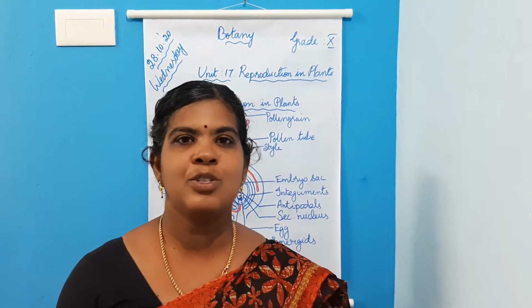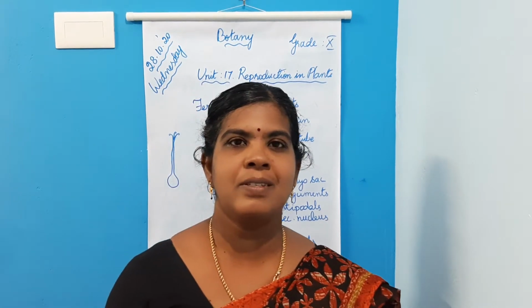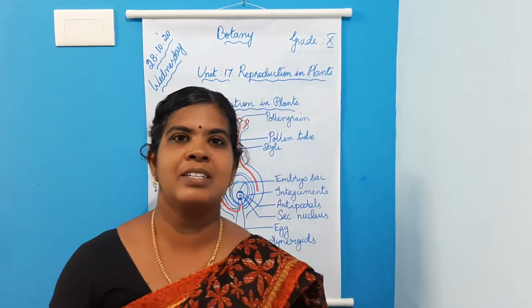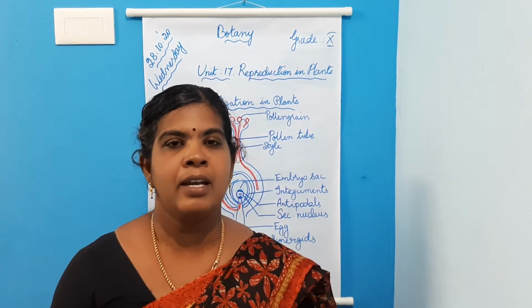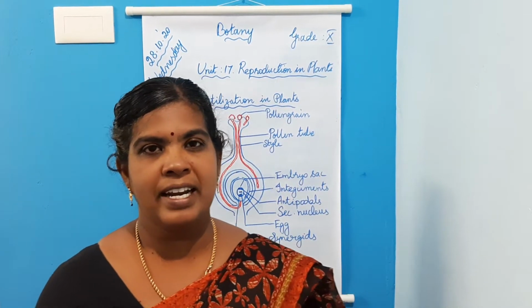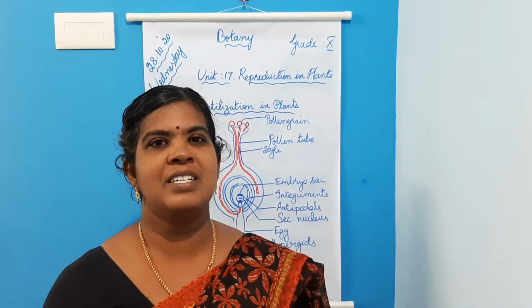Children, in the previous class we all learned about sexual reproduction in flowering plants, isn't it? What are the two processes involved in sexual reproduction in flowering plants? Pollination and fertilization. We all learned about pollination in the previous class. What is called pollination? The transfer of pollen grain from the anther to the stigma of the flower is called pollination.